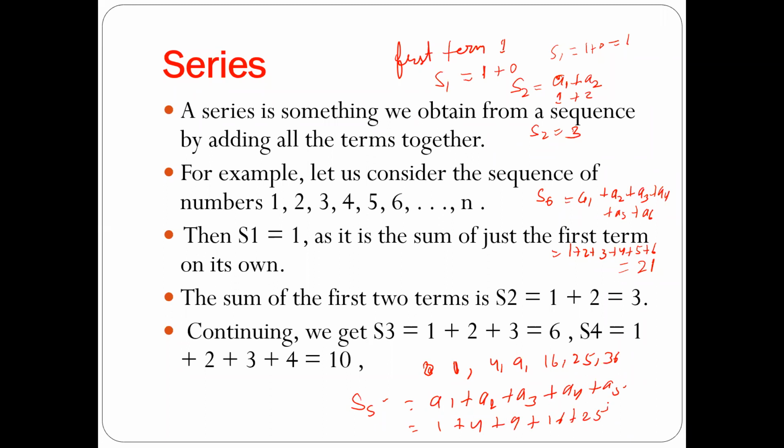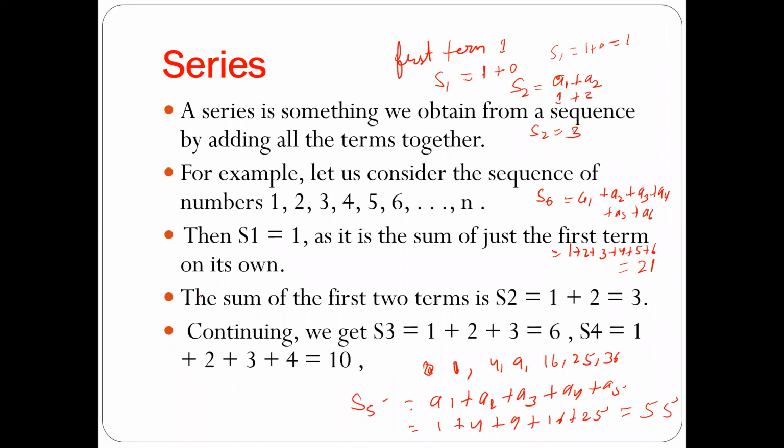So then add them: 1 plus 4 is 5, 5 plus 9 is 14, 14 plus 16 is 30, and 30 plus 25 is 55. And the sum of the fifth term of this sequence is 55.